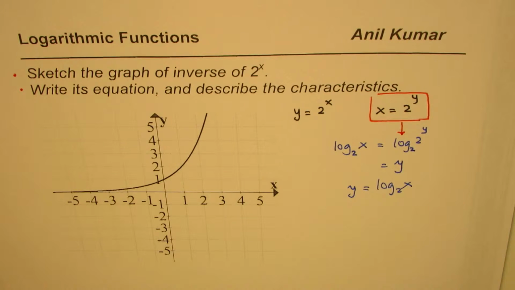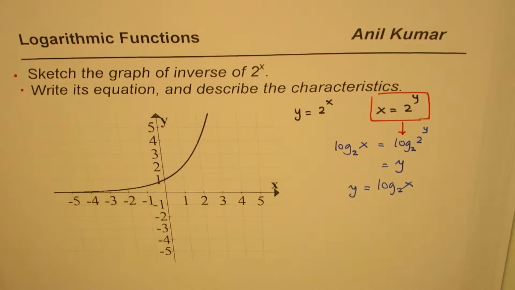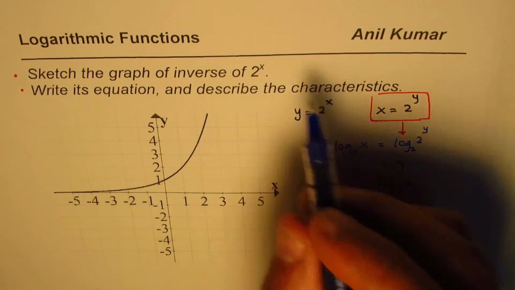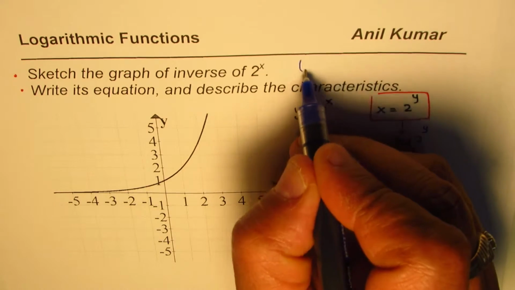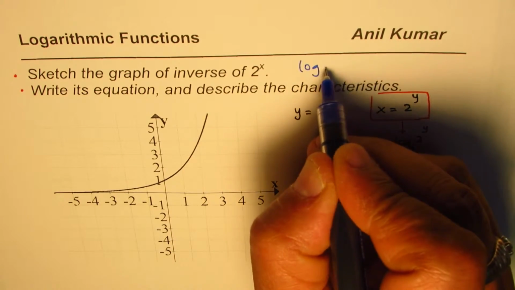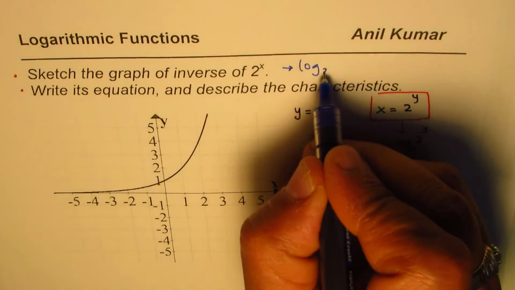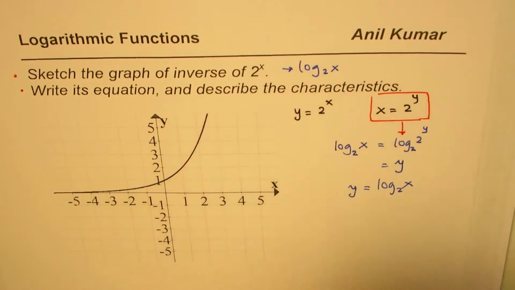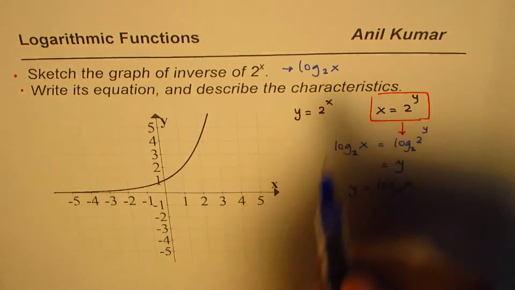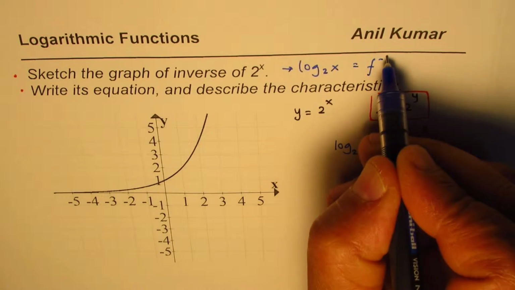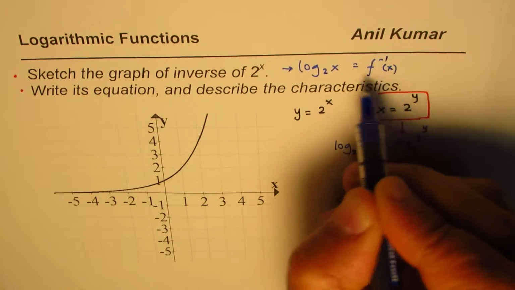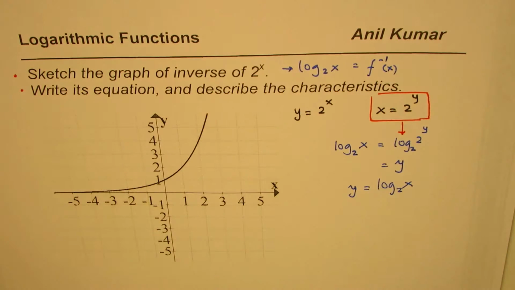But anyway, for us at this stage, let us understand that the inverse of an exponential function is actually a logarithmic function. That is by definition. So the inverse is a logarithmic function, which is log base 2 of x, since the base is 2. I'm writing this as the inverse of this function. Well, we'll get back to this topic.